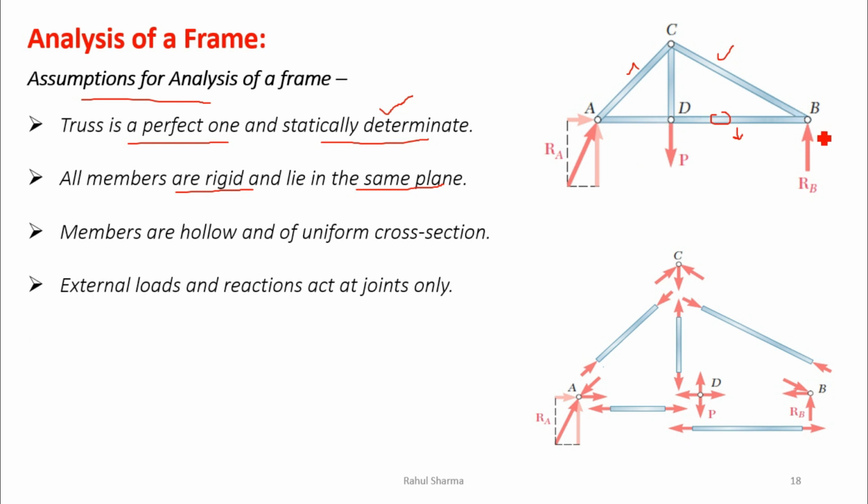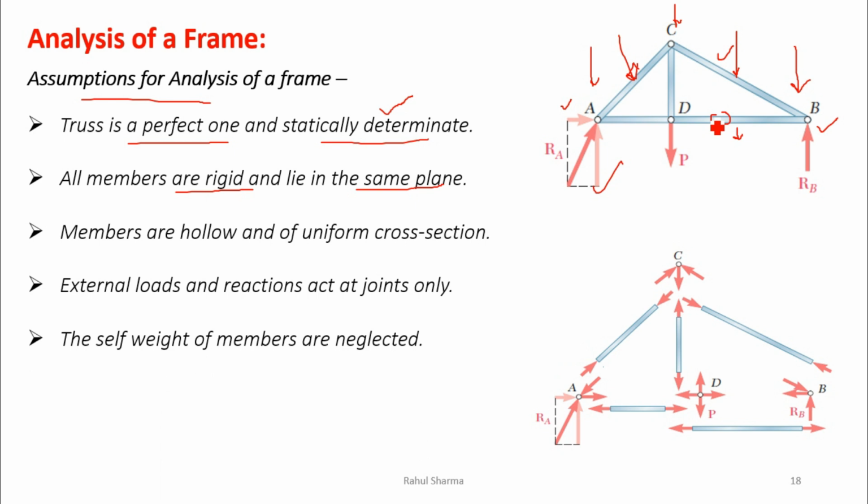It means the reaction, as you can see here, is acting at joint B, and here at joint A. The external load, if I have to apply it on this structure, I can apply it at joint B, joint A or at joint C. We are not going to apply any load in between a member, not here, not here. So only at the joints we have the reactions as well as the external load.